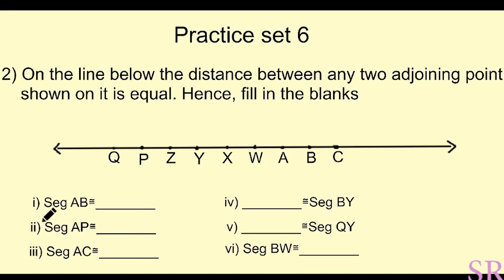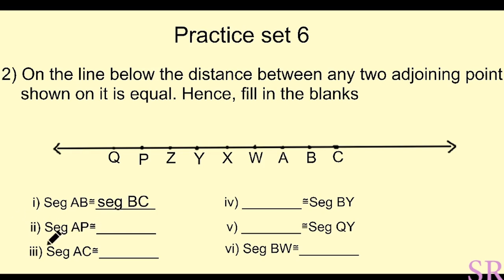For that, our first question is, segment AB is congruent to dash. Now here, on this line, we have to see where segment AB is. It is here, segment AB. Now, segment AB is congruent to which segment? It can be either BC or it can be AW. Any answer is correct. But here, I choose segment AB is congruent to segment BC.